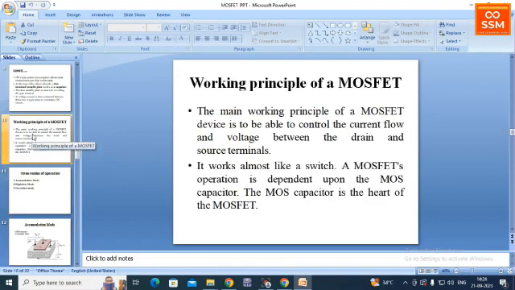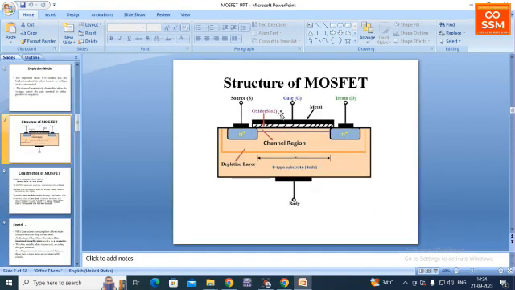Coming to the working principle of this MOSFET, the main working principle is the ability to control the current as well as voltage between source and drain, and that happens only with the help of the voltage applied on the gate terminal. Whatever voltage is applied on the gate terminal, with respect to the drain source voltage, it completely controls the current flow as well as voltage between the source and drain terminals.